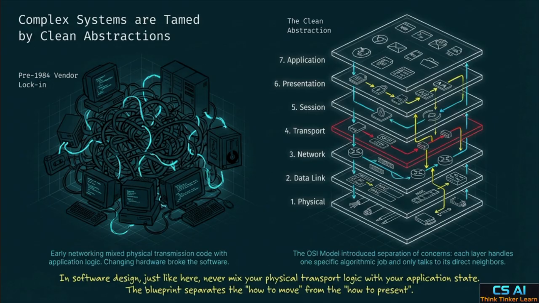Enter the OSI model. Its genius wasn't just in defining layers, it was in the clean abstraction. By enforcing a separation of concerns, the OSI model ensured that each layer only talked to its direct neighbor. It separates how to move data from how to present data. Remember this core principle: in software design, never mix your physical transport logic with your application state. Keep it clean.